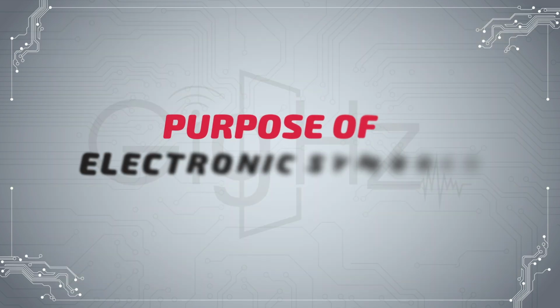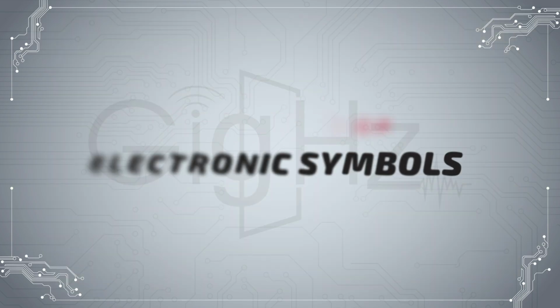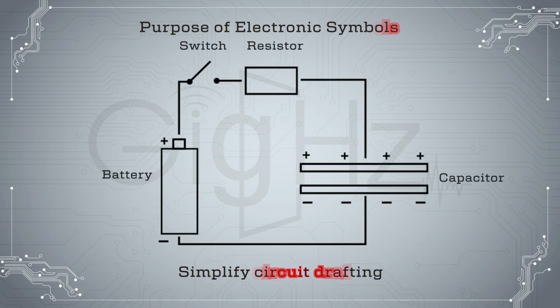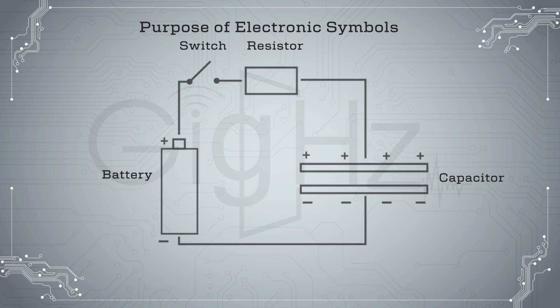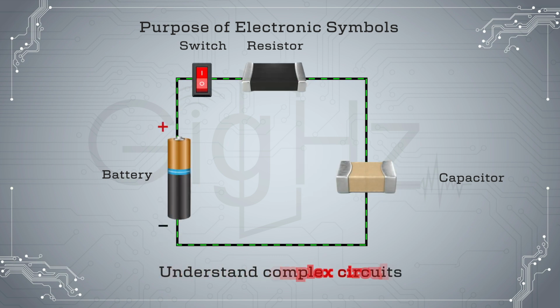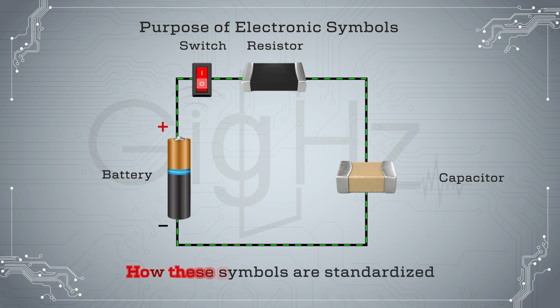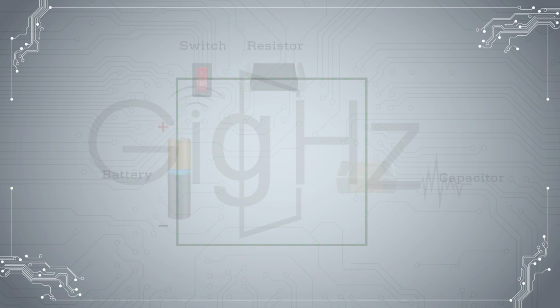Purpose of electronic symbols. Their purpose is clear. They simplify circuit drafting, enhance clarity, and provide a standardized way to understand complex circuits. By using symbols, engineers can efficiently build intricate systems with greater precision and speed. Now that we understand their purpose, we'll look at how these symbols are standardized.